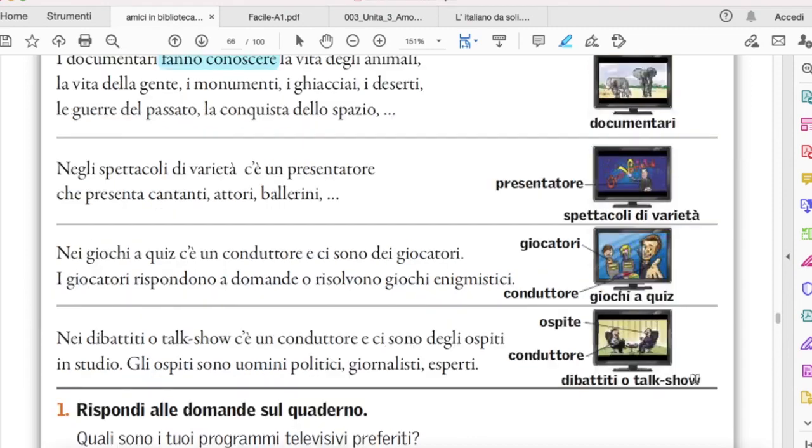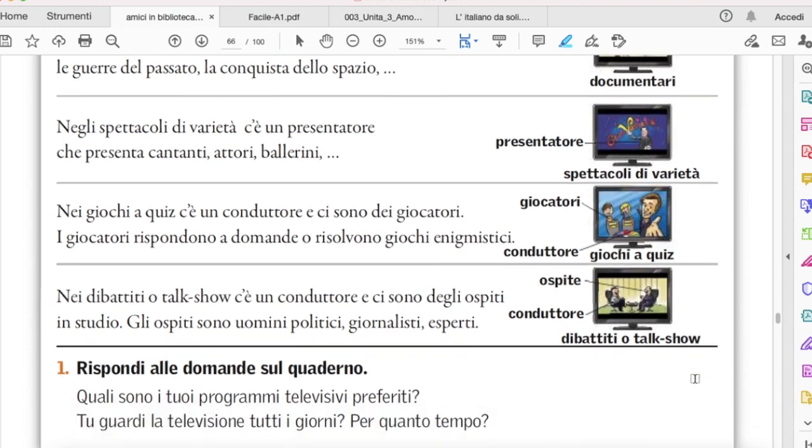Nei dibattiti o talk show c'è un conduttore e ci sono degli ospiti, guests, in the studio. Gli ospiti sono uomini politici, giornalisti, esperti. The guests are political people, so politicians, journalisti, journalists, and esperti, experts.